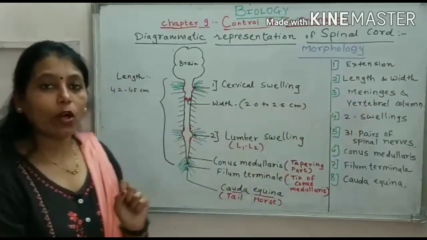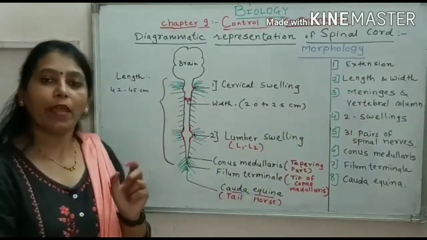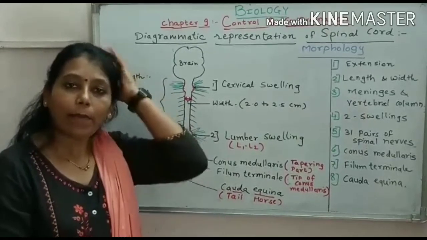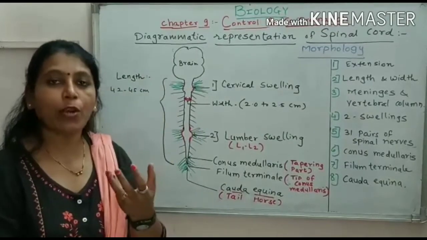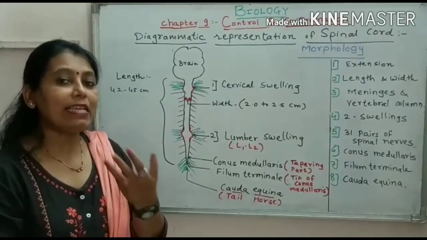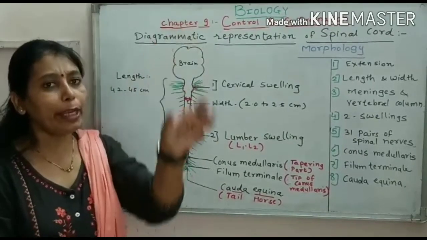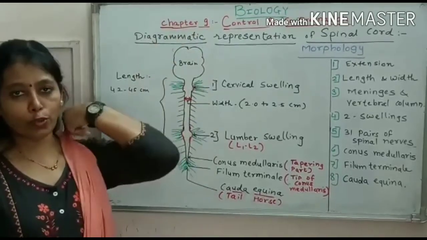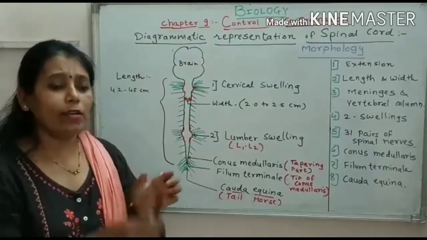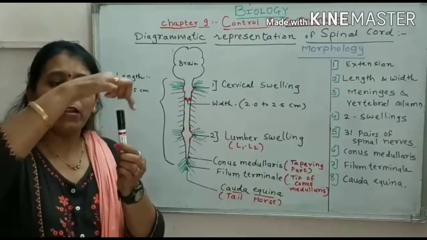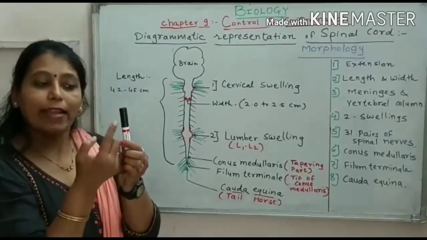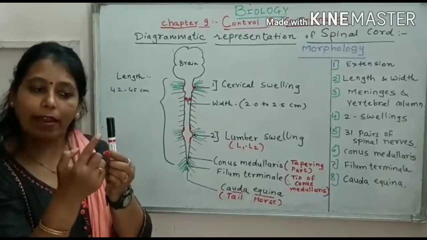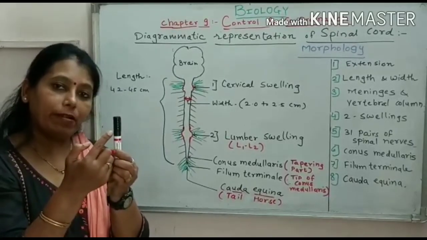Meninges and vertebral column. Now what do you mean by meninges? As we know, our brain is surrounded by coverings which are called meninges. These meninges continue around the spinal cord also. The spinal cord has three meninges. The innermost layer is pia mater, the next layer is arachnoid mater, and the outermost layer is dura mater.